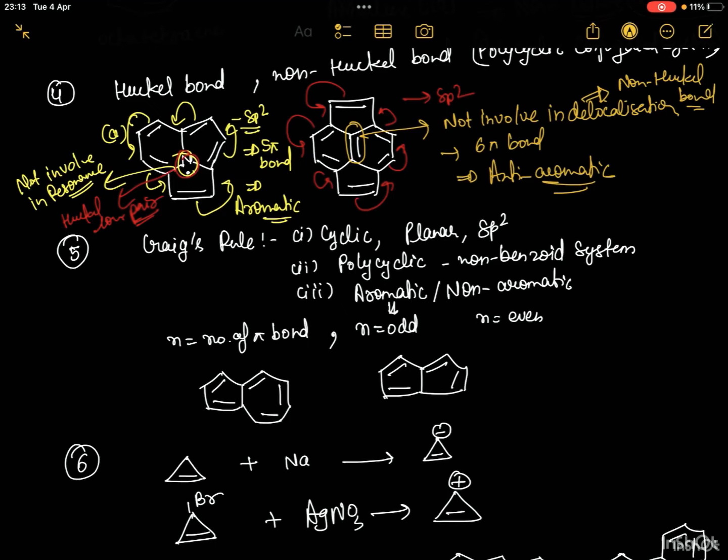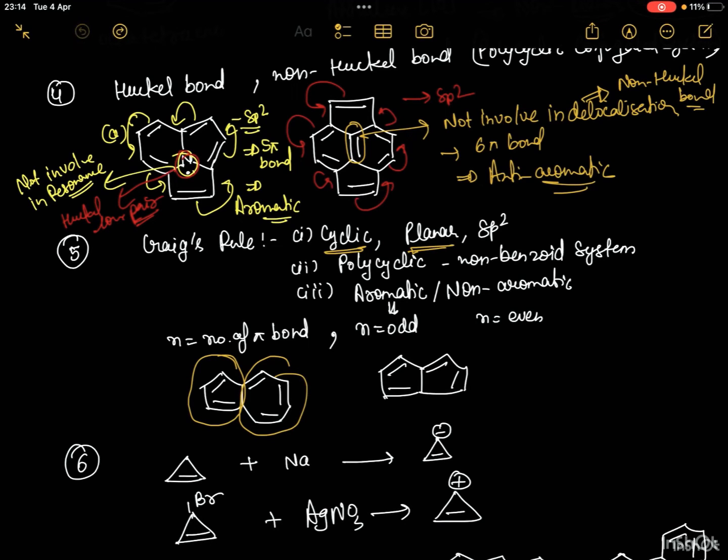If we have a non-polycyclic, non-benzenoid system, then we will find according to Huckel's rule. For Huckel's rule, first the system should be cyclic, and the other condition is planar, like sp2 hybridization. Now if we have a polycyclic non-benzenoid system, how will we find it? This ring and this ring are fused by one single bond, so this system is a polycyclic non-benzenoid system.